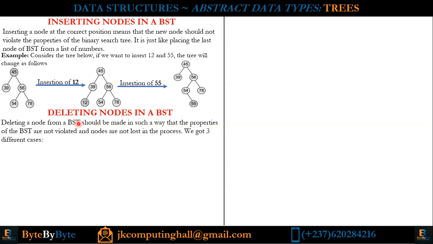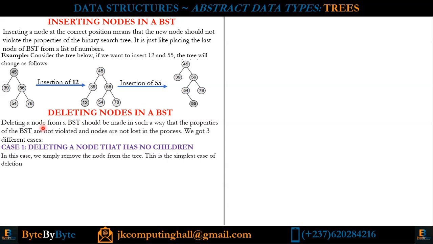Now, deleting nodes in a binary search tree. Deleting a node from a binary search tree should be made in such a way that the properties of the BST are not violated and nodes are not lost in the process. That is, if I'm deleting one node, the resulting binary tree should be the original minus one node only. We have three different cases.